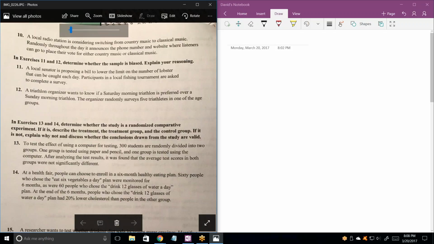Okay, to test the effect of using a computer for testing. Oh boy, confuse you right off the get-go, don't they? Yeah, seriously. 300 students are randomly divided into two groups. One group is tested using paper and pencil, and one is tested using the computer. After analyzing, it was found the average test scores in both groups were not significantly different.